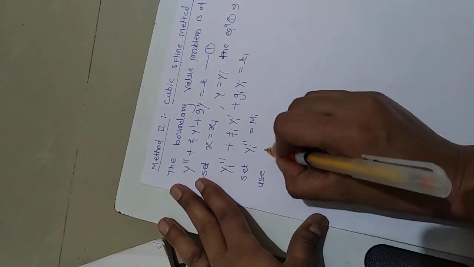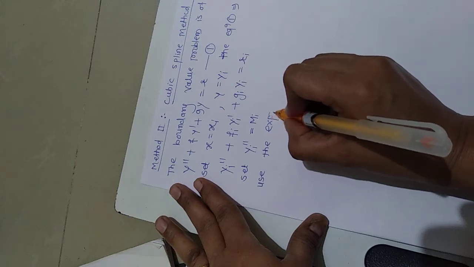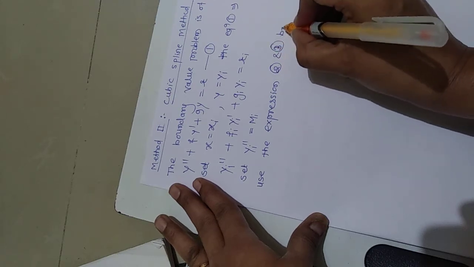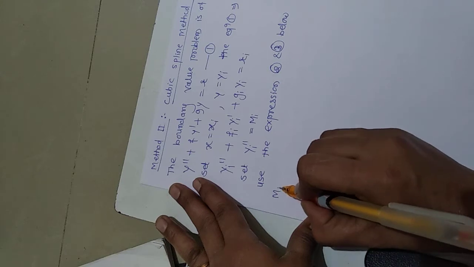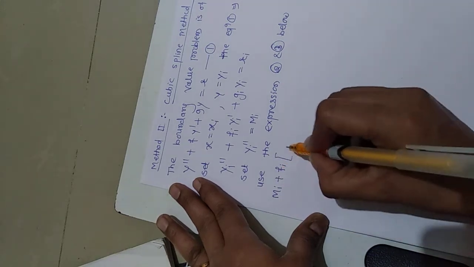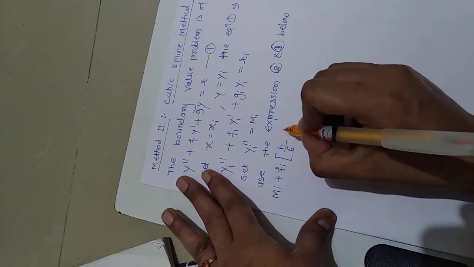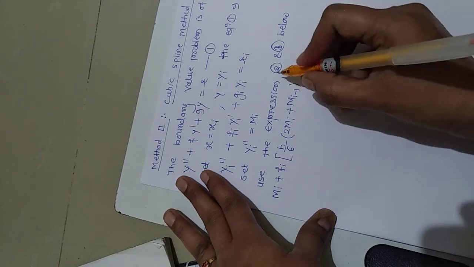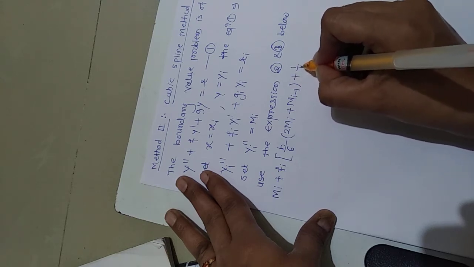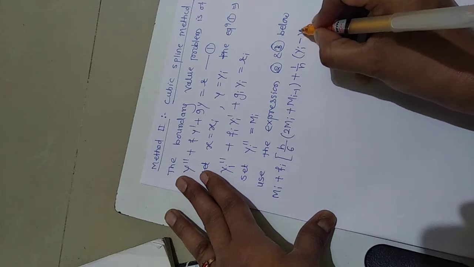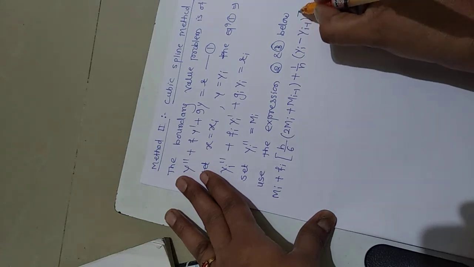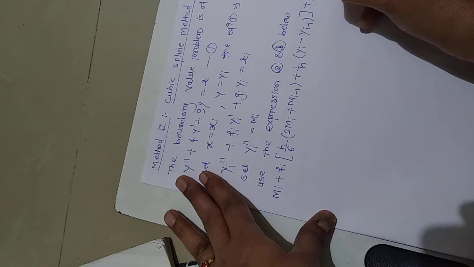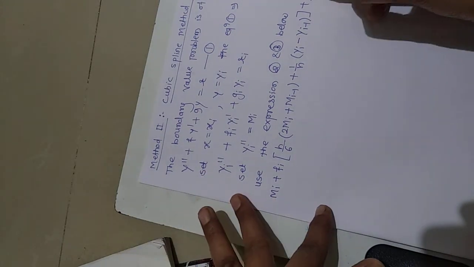Use the expression 2 and 3 below, then we get mi plus f of i into bracket h by 6 into bracket 2mi plus m of i minus 1 bracket complete plus 1 by h into bracket yi minus yi minus 1 bracket complete plus gi yi is equal to ri. That is equation number 2.